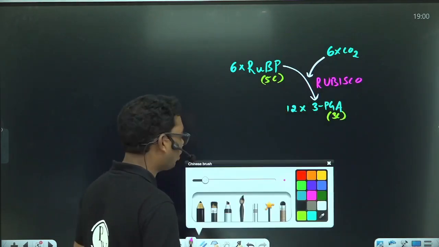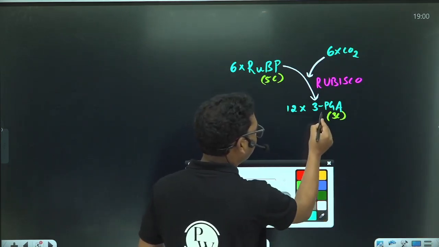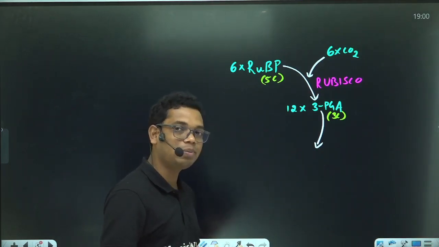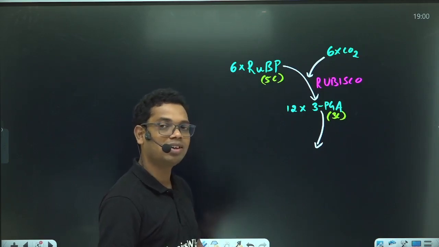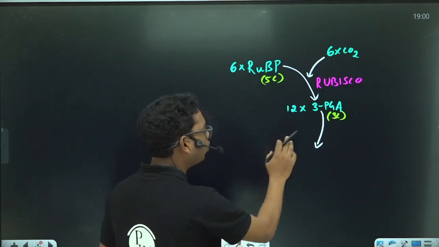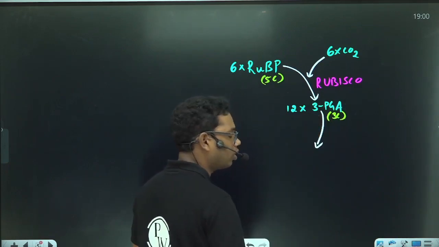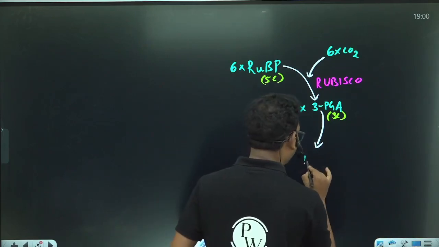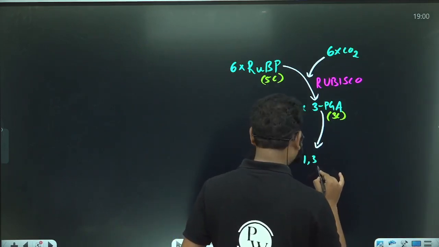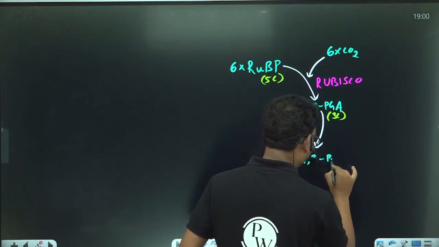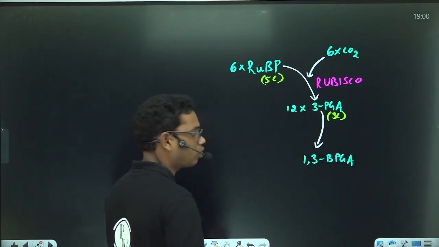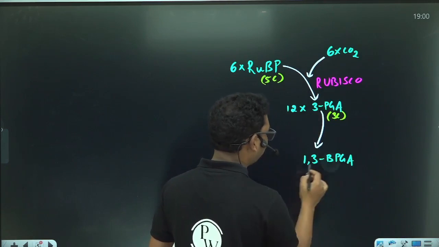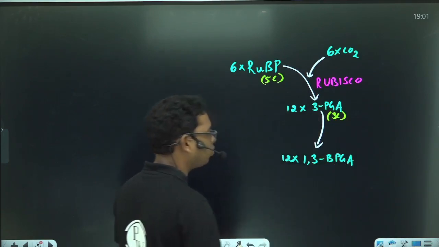In the next phase, the reduction is going to take place. In the reduction phase, we will require both ATP and NADPH, which are produced in the light phase of photosynthesis. From one molecule of 3-PGA, we will get one molecule of 1,3-bisphosphoglyceric acid. There are 12 3PGA, so we will get 12 molecules of 1,3-bisphosphoglyceric acid.